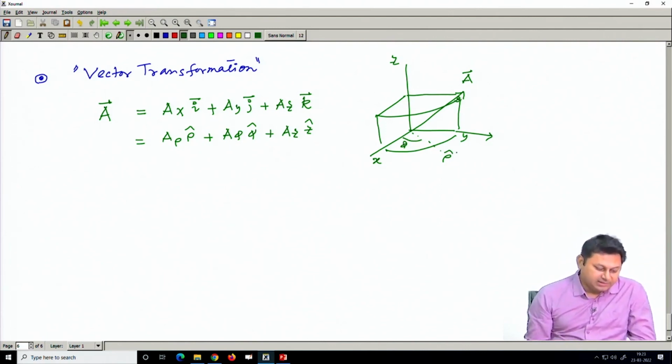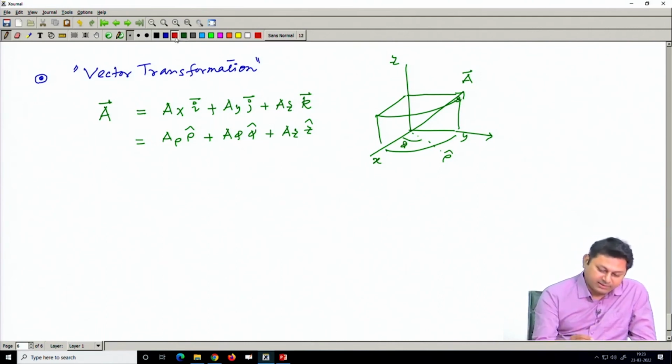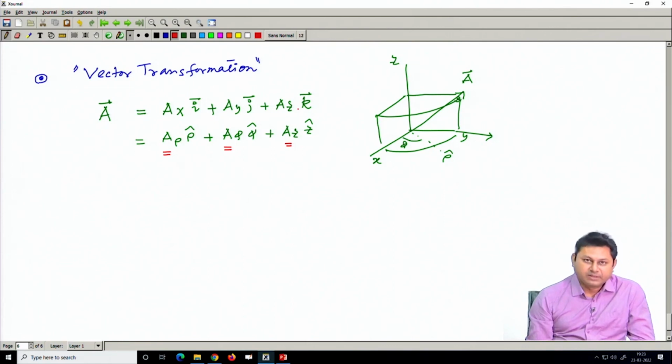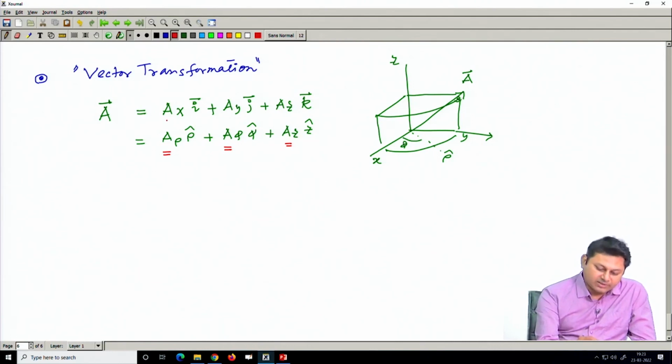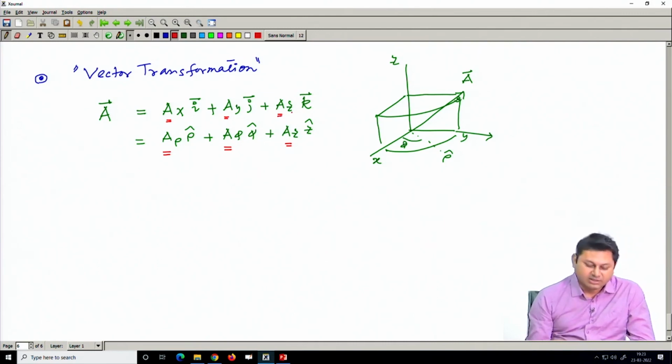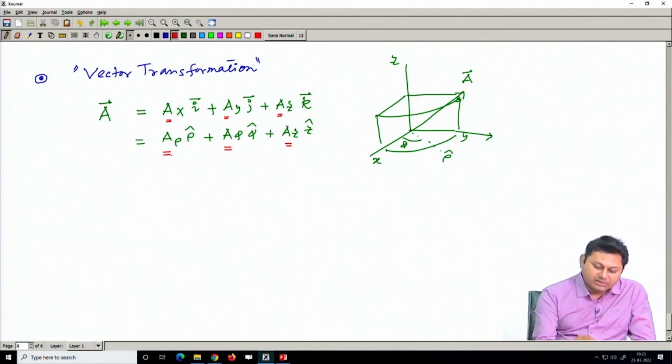Now the question is, if I know the components A rho, A phi, A z, can I get back the components A x, A y, A z, or vice versa? That we are going to check. Suppose A rho, A phi, A z components are given to you. Can I figure out my A x component, my A y component and my A z component, or vice versa? Like if A x, A y, A z are given and you are asked to find the components A rho, A phi, A z in the cylindrical coordinate system. That I am going to figure out.